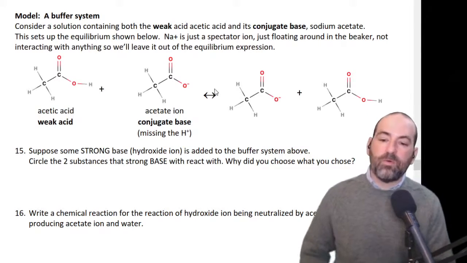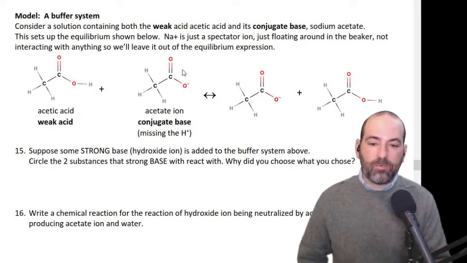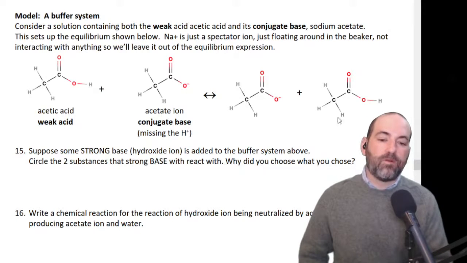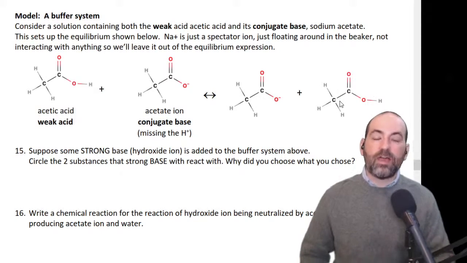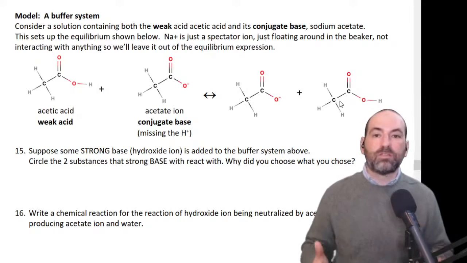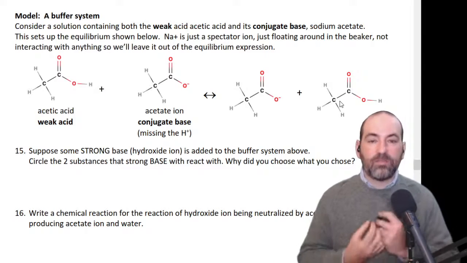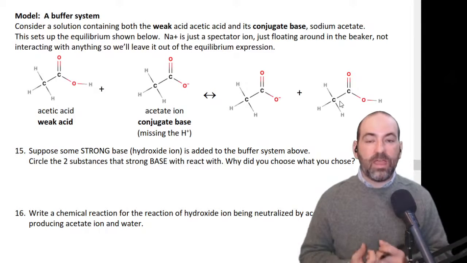And the same thing with a strong acid. If HCl is added to solution, well, that H is going to bind up with the acetate ion and form neutral acetic acid. So the positively charged hydronium ions aren't really going to be in solution. They're going to be captured by that acetate and become neutral again. So the pH doesn't change.